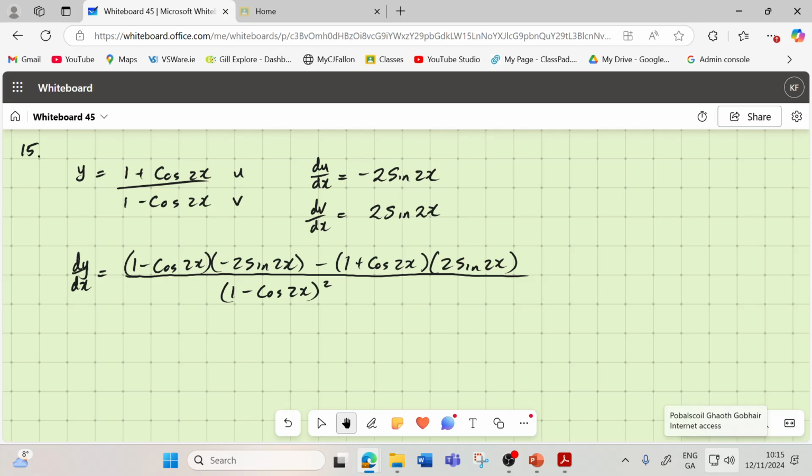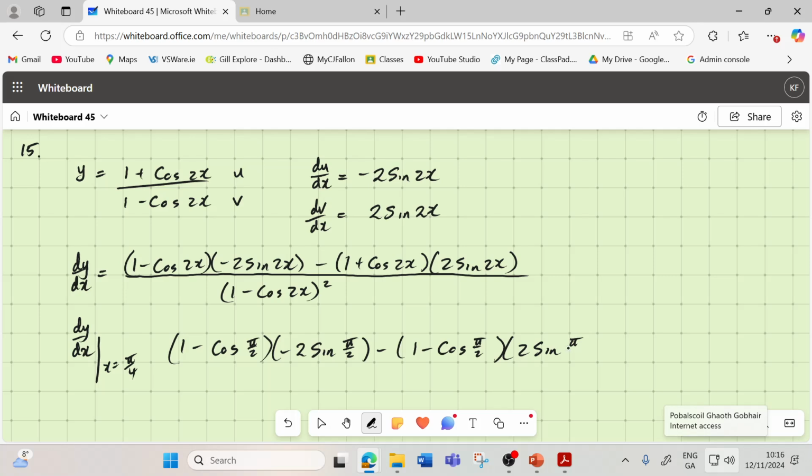There's no need to simplify, because we just need dy/dx at x equals pi over 4. So we substitute: (1 minus cos of pi over 2) times (minus 2 sine of pi over 2), minus (1 plus cos of pi over 2) times (2 sine of pi over 2), all over (1 minus cos of pi over 2) squared.